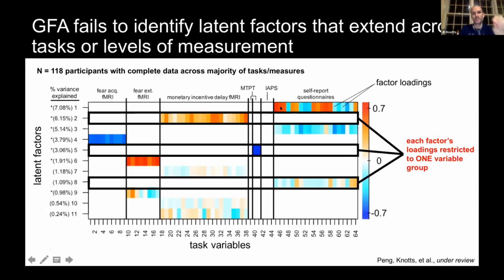So each factor's non-zero factor loadings are relegated to just a single group. So this basically means that we've failed to find any stable latent constructs that extend across levels of measurement, which is sort of the goal from the RDoC perspective.